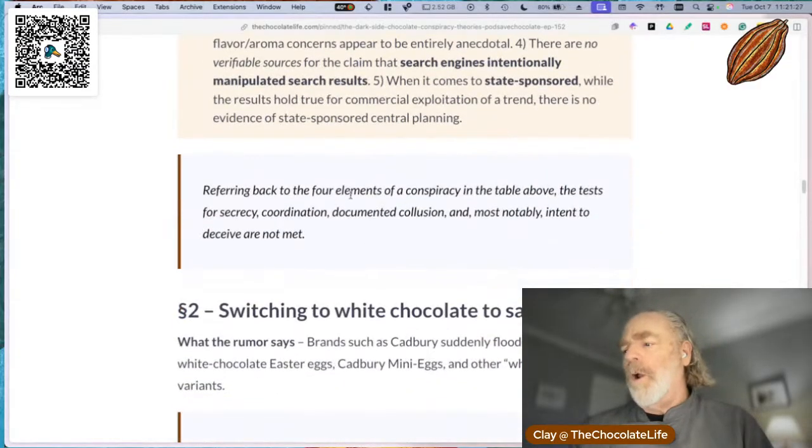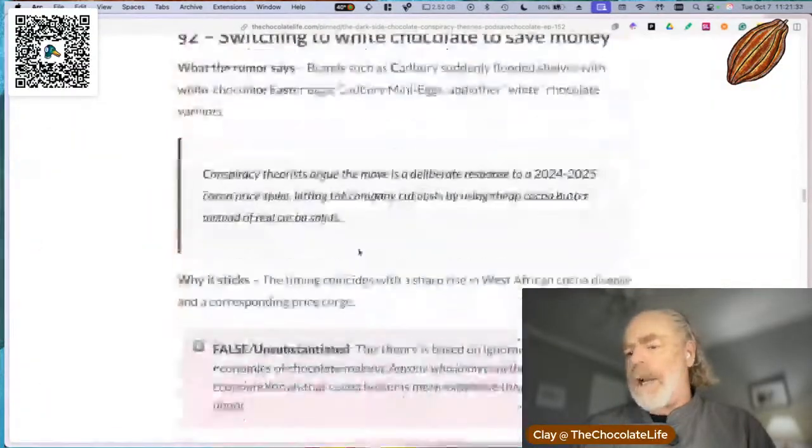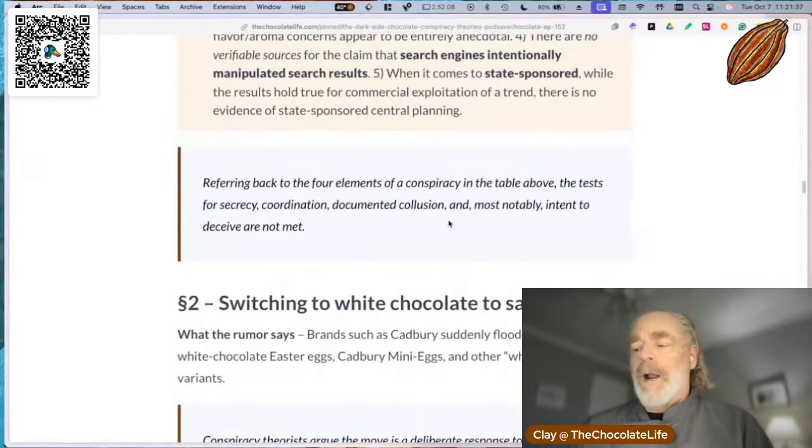Referring back to the four elements of a conspiracy, in the table up here, what constitutes a conspiracy, we can ask ourselves: number one, was this done in secret? There's no verifiable, credible documentation that two or more actors got together and colluded in secret, withholding documentation, to promote Dubai chocolate. And there was no obvious or documented intent to deceive. So lacking this credible, verifiable evidence, what we can say is that any of these claims about Dubai chocolate being a conspiracy can be dismissed.